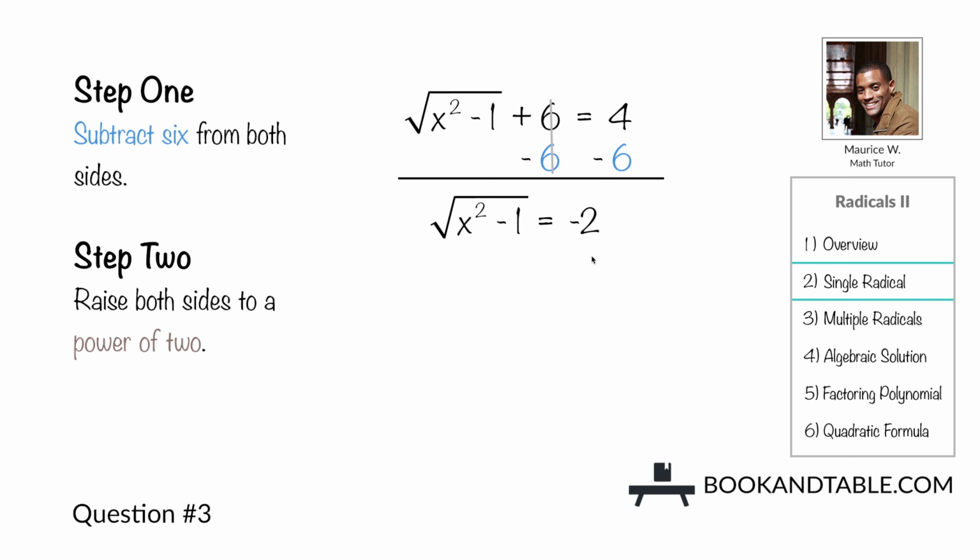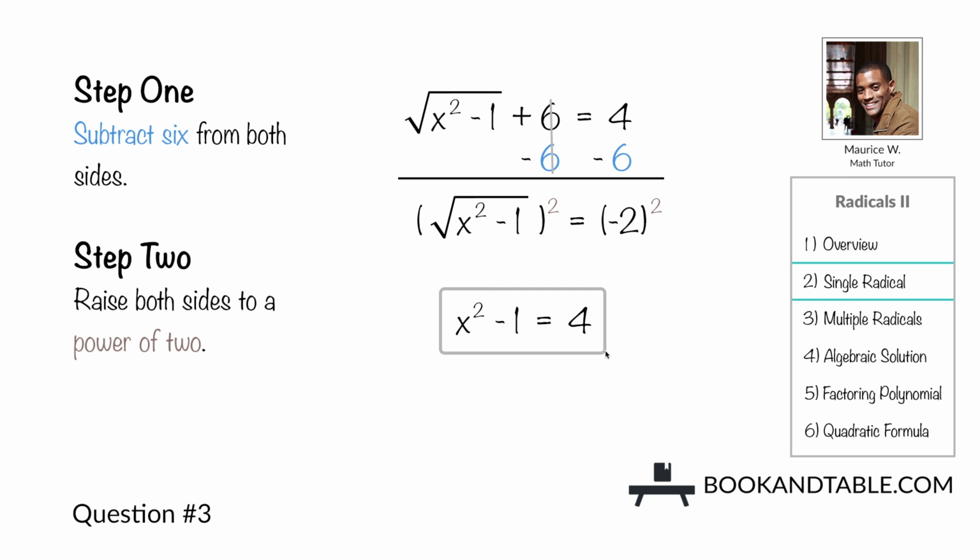Step 2, raise both sides to a power of 2. When we do so, the radical sign is removed, so you're left with x squared minus 1 on the left side, and negative 2 squared is positive 4 on the right side.